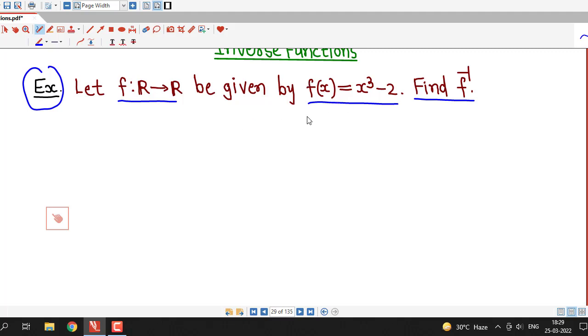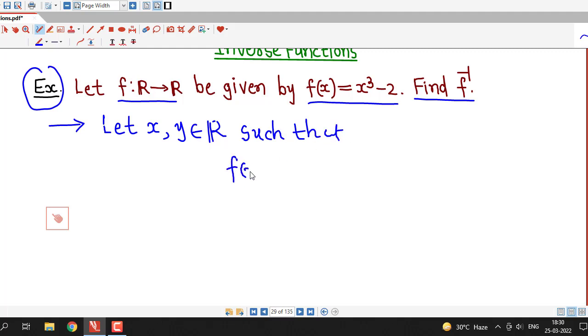So we can first check whether this function is one-to-one and onto, because we know that a function is invertible if it is one-one and onto. So first we check for one-to-one. For that we take two elements in the domain. Here the domain is the set of real numbers. Let x, y belong to R such that their images are equal, such that f(x) equal to f(y), and if the function is one-to-one, then this must imply that x and y are equal.